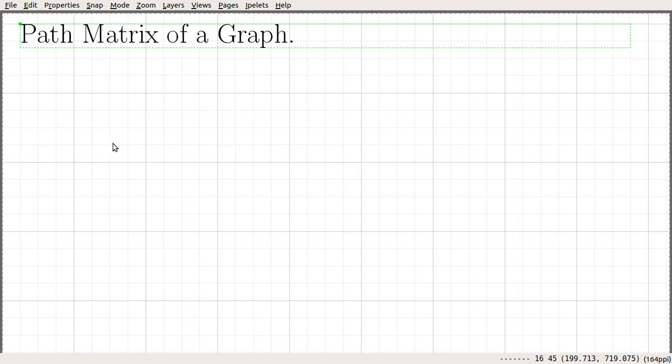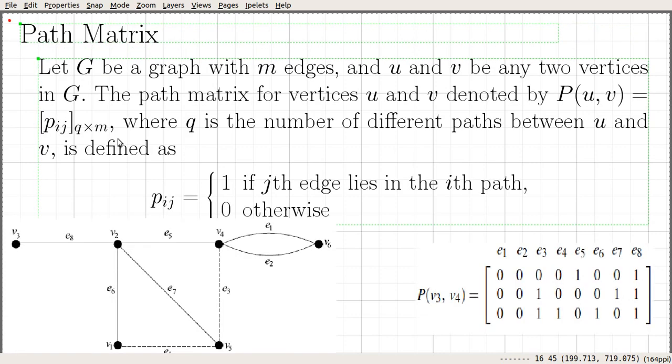Okay, in this video we continue our discussion on graph matrices, and here we are going to talk about another matrix called the path matrix of a graph. So let me start by giving the definition of a path matrix.